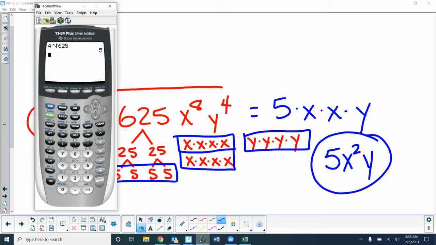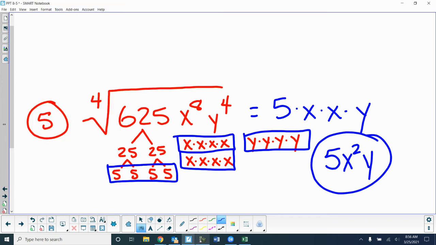Okay. Now, what's the shortcut I showed you with the exponents? Divide, right? What's 8 divided by 4? 2. What's 4 divided by 4? 1. Jordan, question.